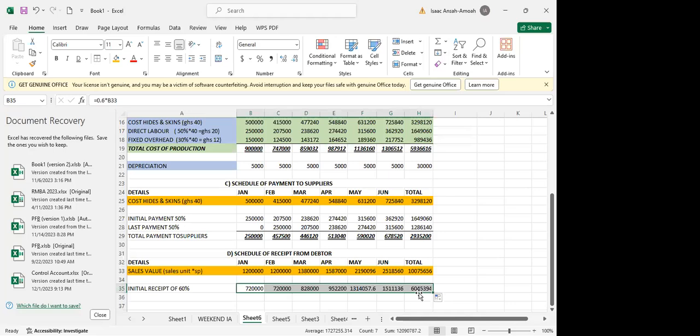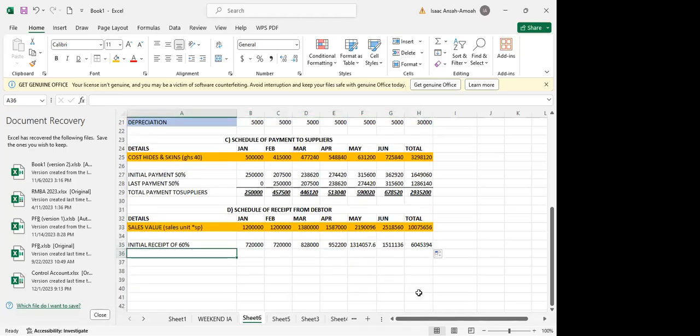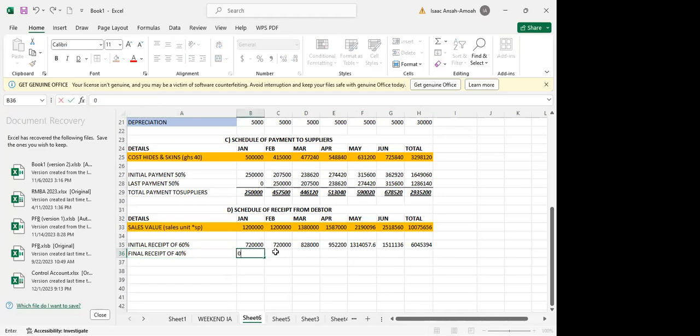We can look at the final receipts, or the last receipt, whichever way you put it is fine. Final receipt of how much? 40%. All right. So for January, each final receipt will be paid in February, so nothing will show up under January as a final receipt. But when you come here, the final receipts will be 40% of this.